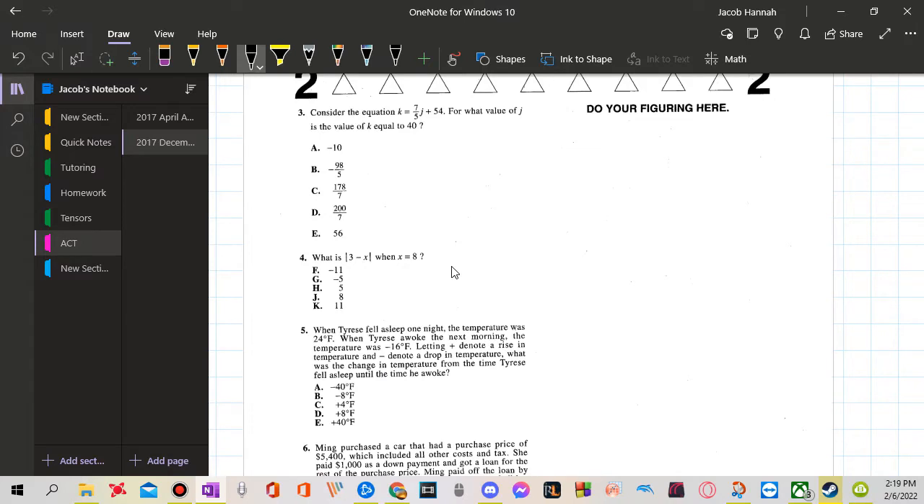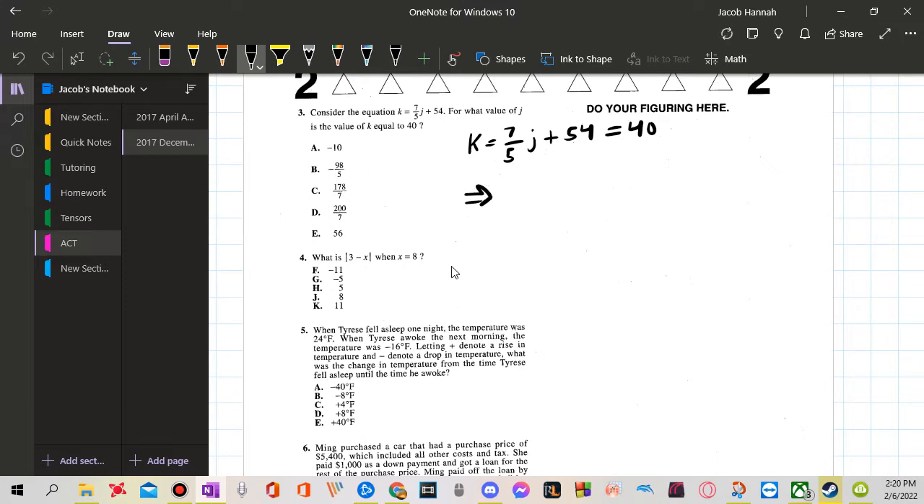Okay, so number 3. Consider the equation k equals 7 over 5 j plus 54. I just always like to rewrite these. You may have time to do this or not. For what value of j is the value of k equal to 40? This one's kind of easy. What value of j is the value of k equal 40? Well, just let k equal 40. And since k equals all this, we can just let this equal 40. And now we just let algebra take its way.